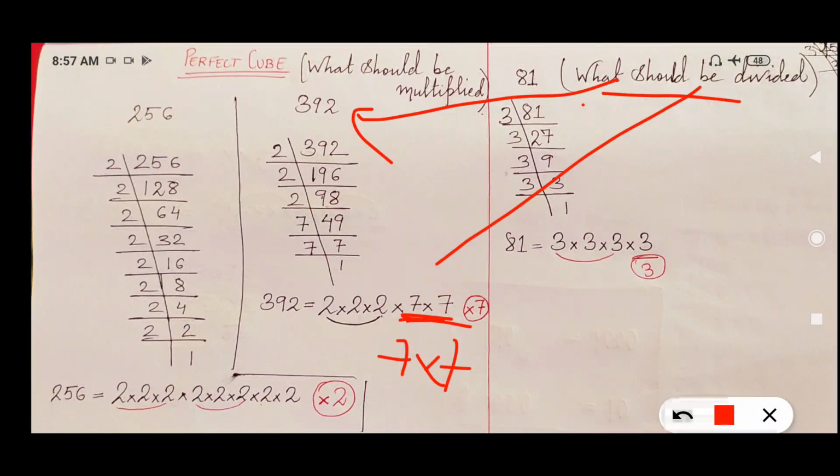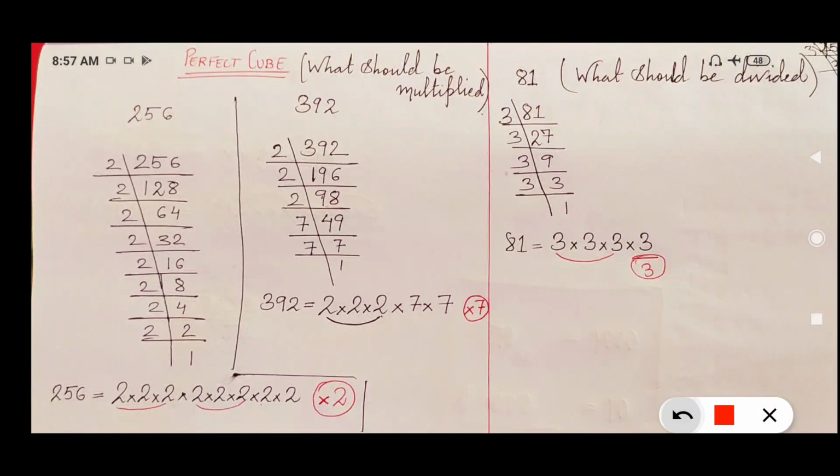So in division, what should be removed? 2 7 should be removed. So 2 7 is the answer. 7 7 49 is the answer. Are you clear? Okay. Okay, let's move to the introduction video part 3 of this chapter.